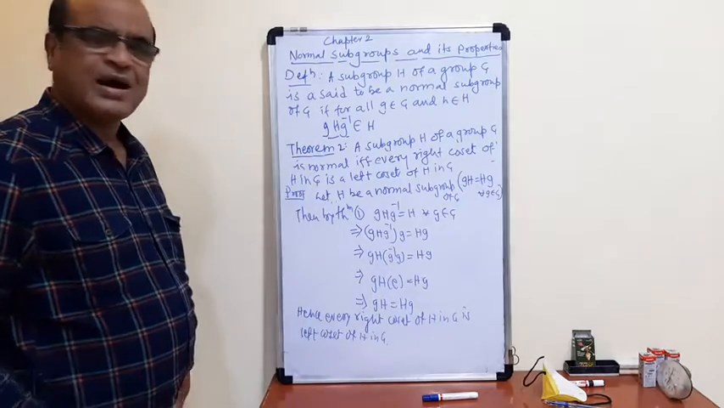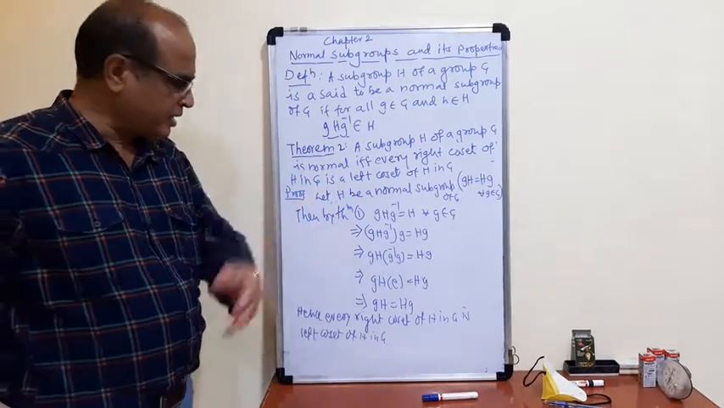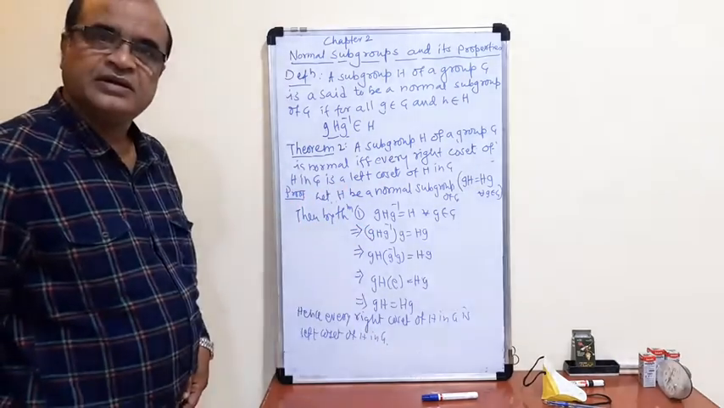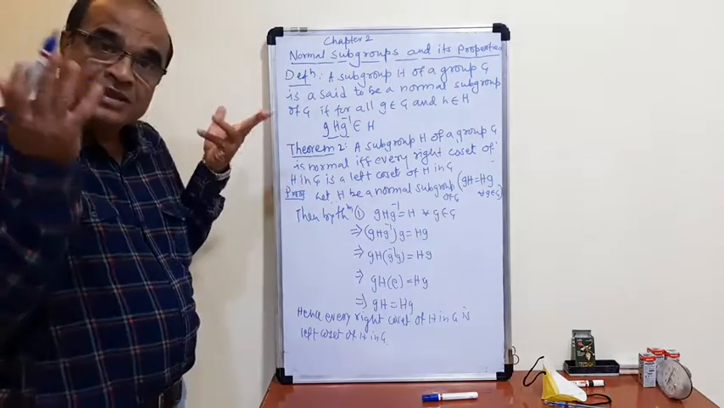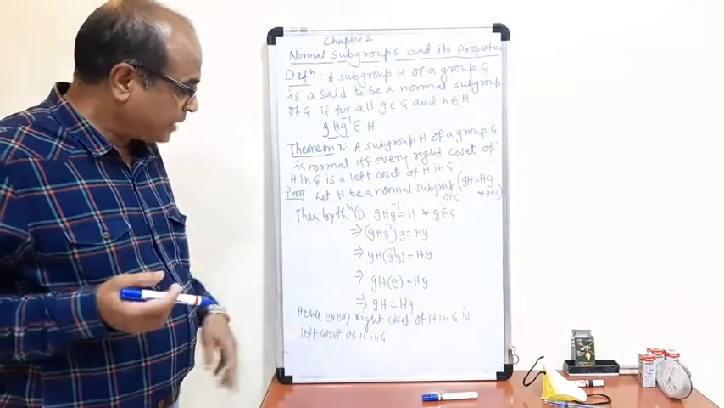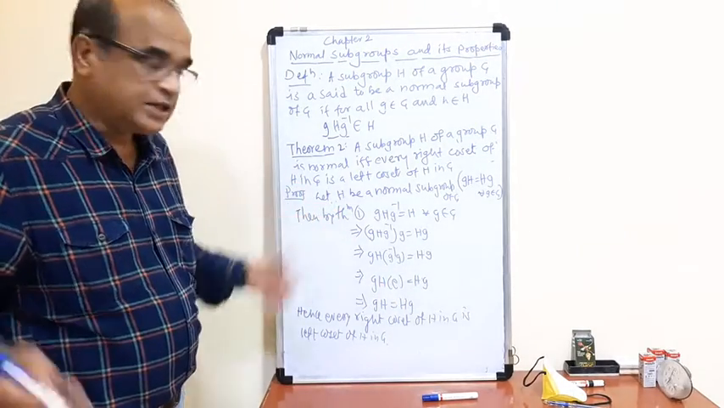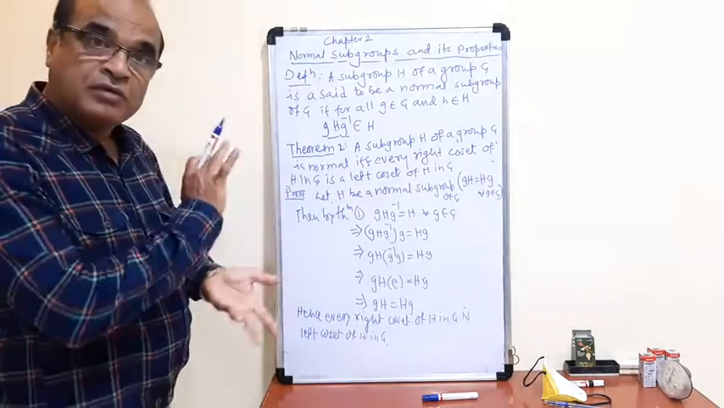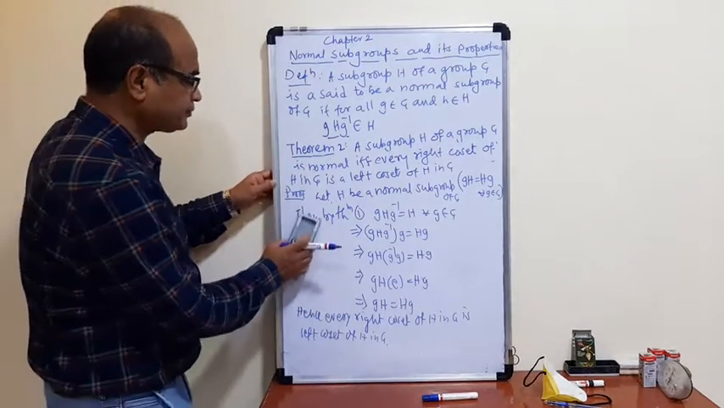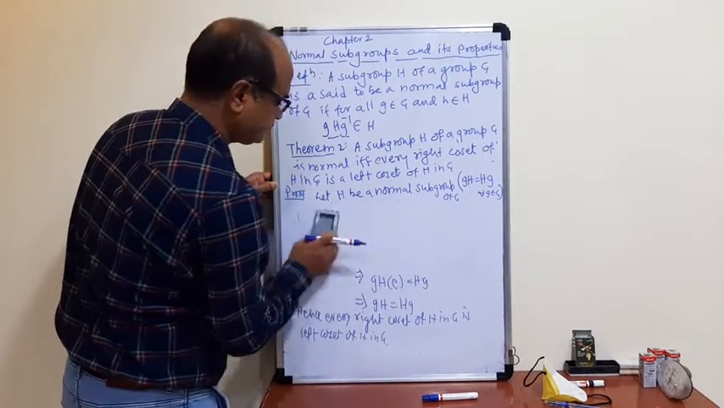So this is the necessary part. If H is a normal subgroup, then prove that GH is equal to HG. So the left coset is equal to the right coset. Conversely, we prove that here.